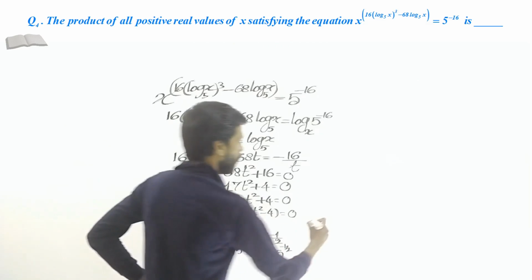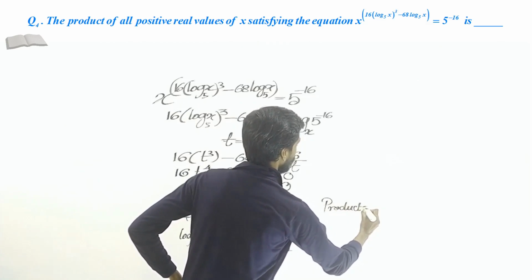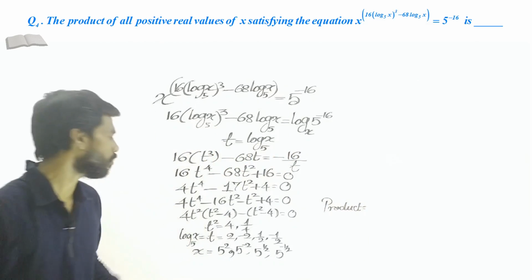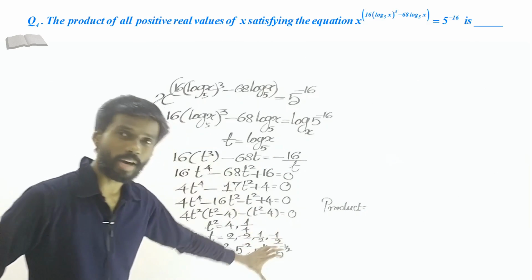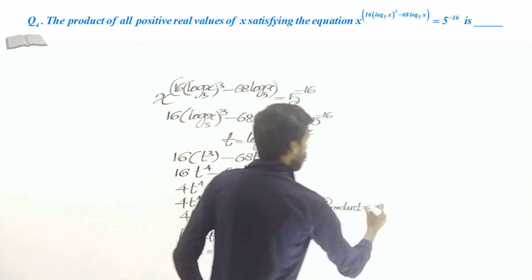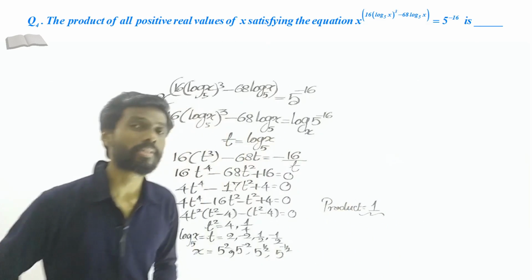Now if you want to find the product of all these values, that's very simple. See, all these values get cancelled, right? This is 5 square, 1 by 5 square, so that gets cancelled. Here also 5 to the power half, 1 divided by the same value. So the product of all these values is equal to 1. So 1 is the answer to the question.